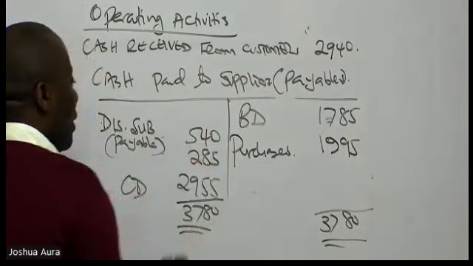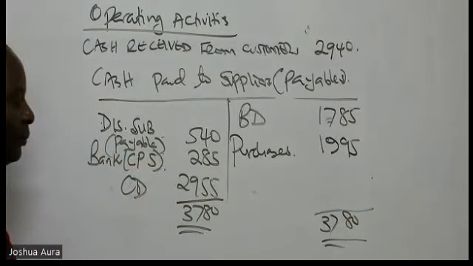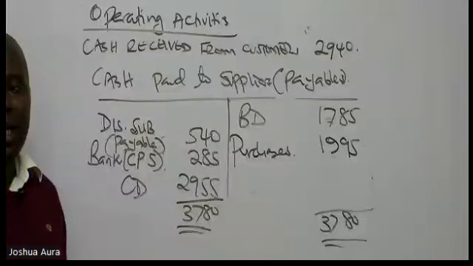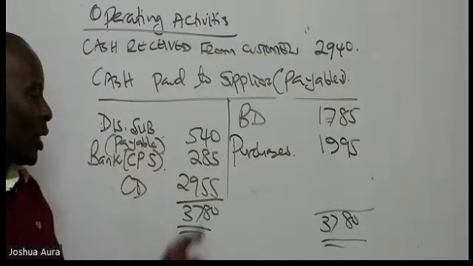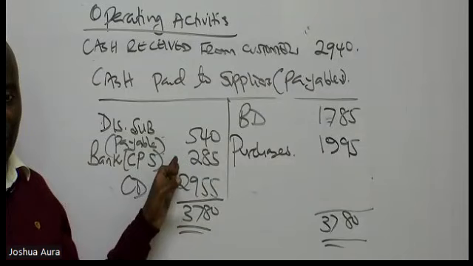So of course, this is the bank, as cash paid to suppliers. Cash paid to suppliers is 285. You have to write this in full for your case. Cash paid to suppliers is 285. So please, if you have a highlighter, could you kindly highlight this?